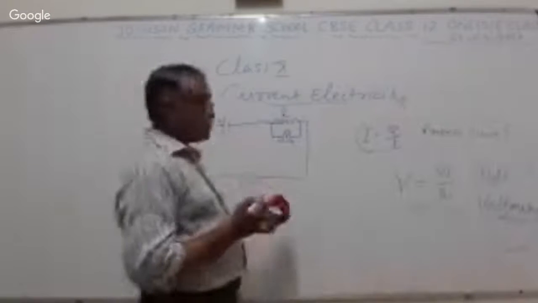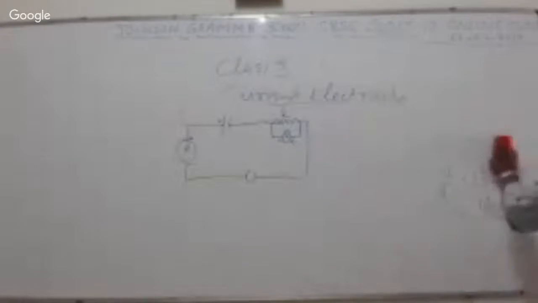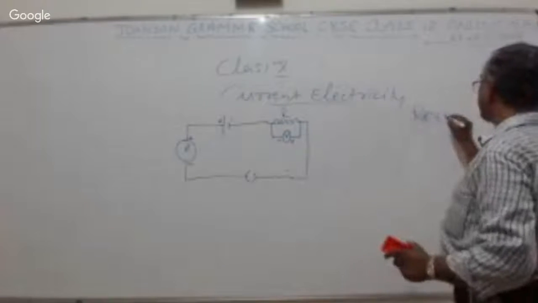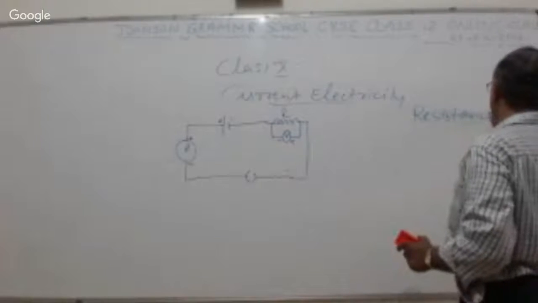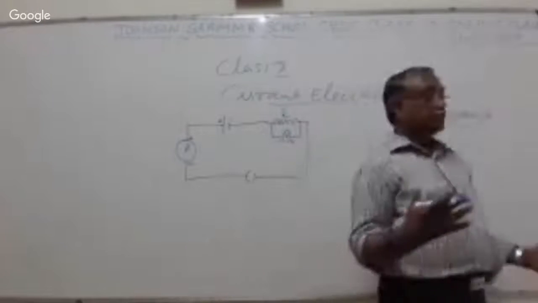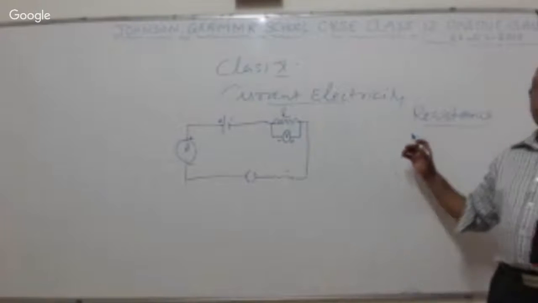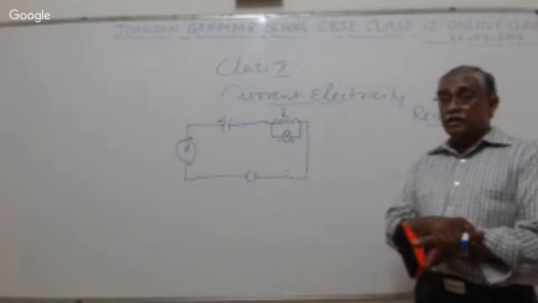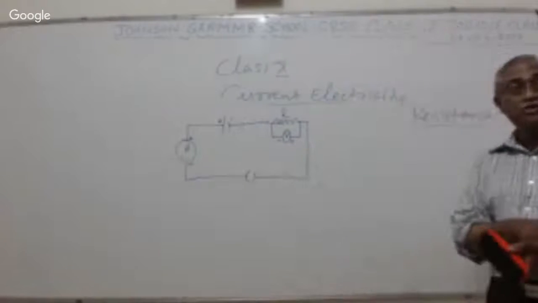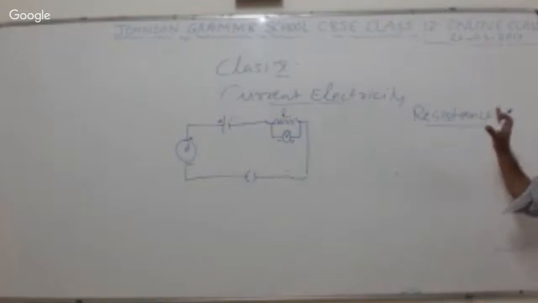Now, to find out the resistance in the circuit. The third term of current electricity is resistance. So what is resistance? The English meaning is something opposing or resisting. Resistance is the property of a conductor or a material by which it opposes the flow of electric current. That is what we call resistance.